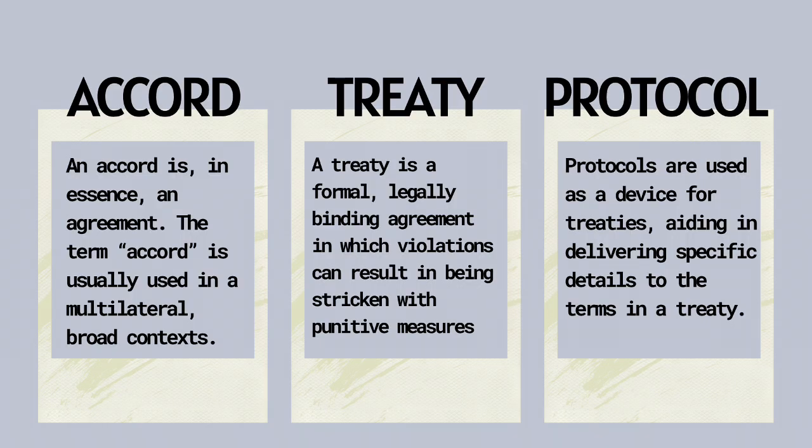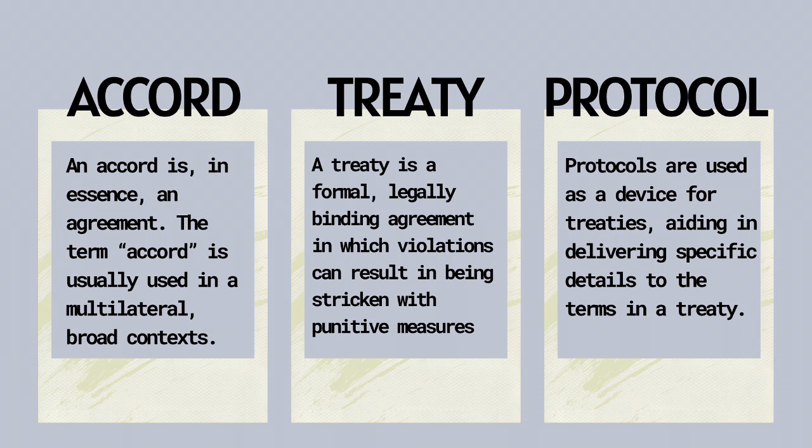Let's take a quick look at three terms that often come up in international agreements: accords, treaties, and protocols. Let's start with accords. An accord is, at its core, an agreement. The term is typically used in broader, often multilateral contexts where multiple parties come together to express a shared intention or understanding. Accords may or may not be legally binding, and they're often used to lay the groundwork for future cooperation.